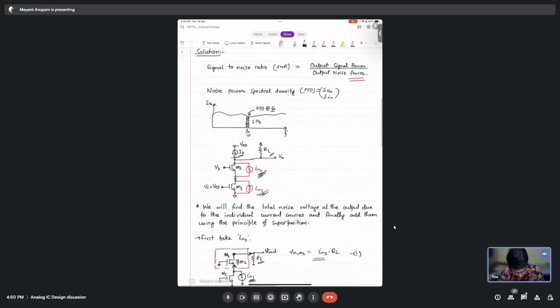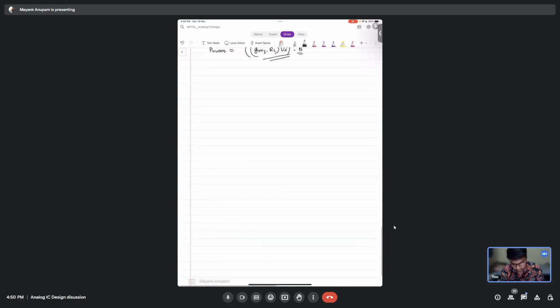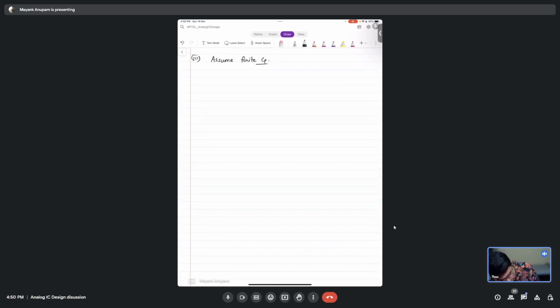Let's see. Again, we have to do the same exercise. This is the third part: assume finite CP. Now what will happen? Let's take the first one, take IN1 first. In that case, what will the picture look like?